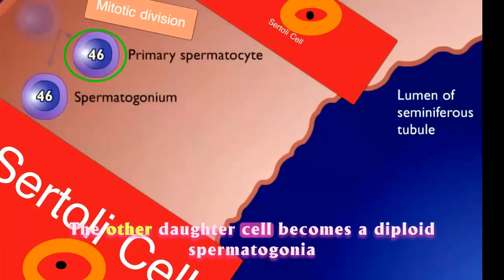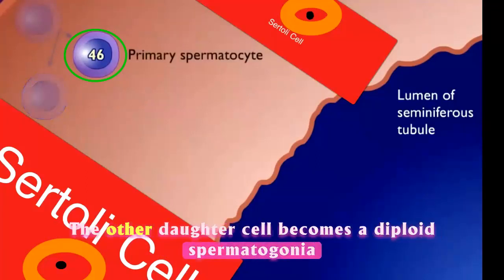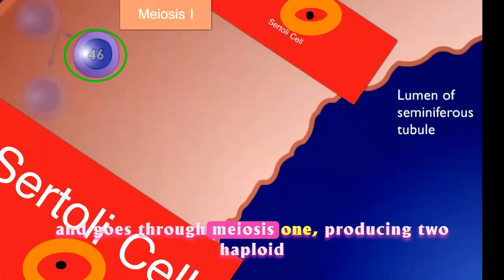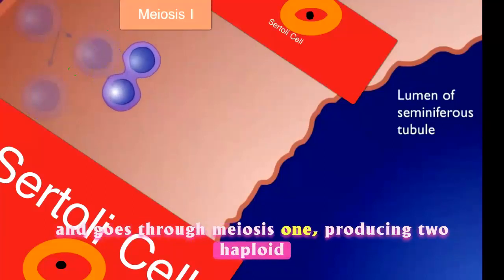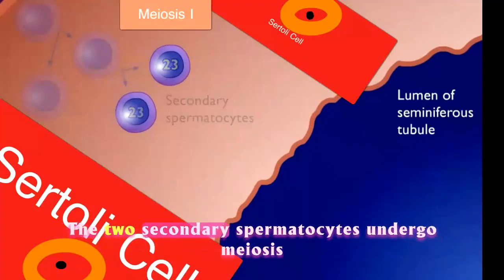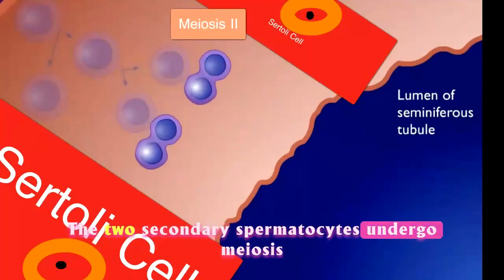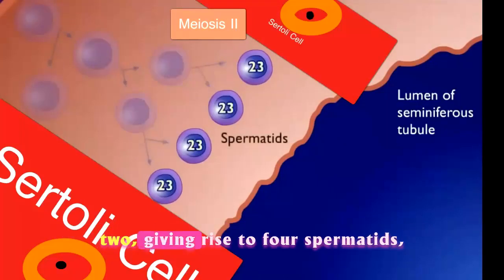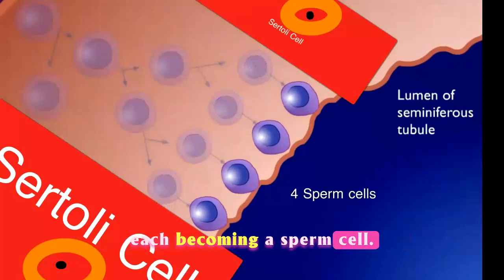The other daughter cell becomes a diploid spermatogonia and goes through meiosis 1, producing 2 haploid daughter cells with 23 chromosomes each. The 2 secondary spermatocytes undergo meiosis 2, giving rise to 4 spermatids, each becoming a sperm cell.